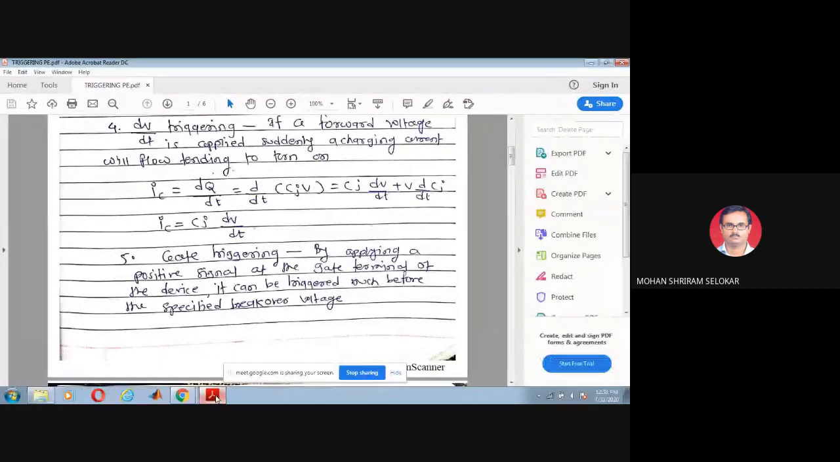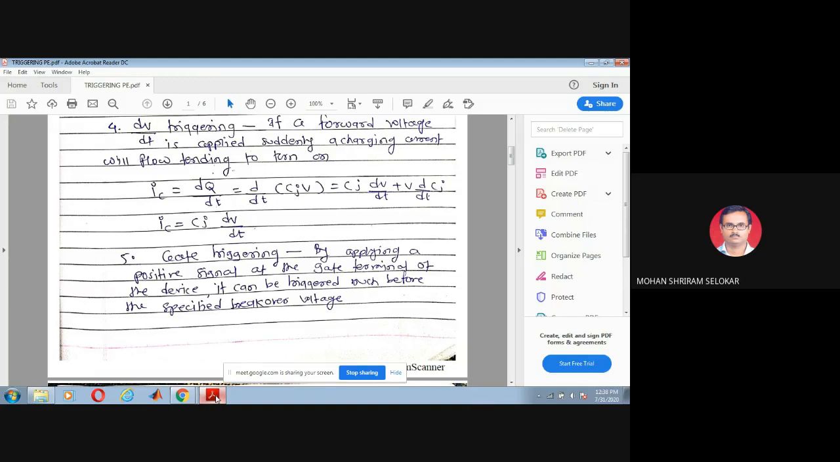Otherwise we would require a forward voltage of 200 volt DC. That's why we are taking the help of the gate triggering method while performing the practical. Now in the gate triggering method, by applying a positive signal at the gate terminal of the device, it can be triggered much before the specified breakover voltage.